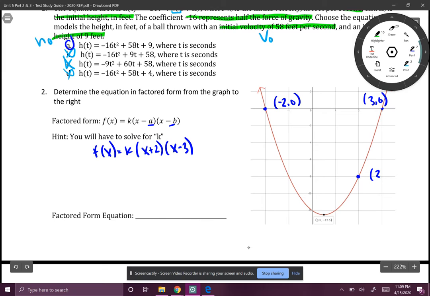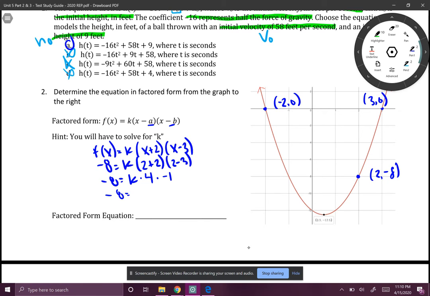That point is (2, -8). So instead of f of x, I'm going to put a -8. And instead of x, I'm going to put a 2. So I have 2 plus 2 times 2 minus 3. -8 is equal to k times 2 plus 2 is 4, times 2 minus 3 is -1. So now I have -8 equals 4 times -1, or -4.